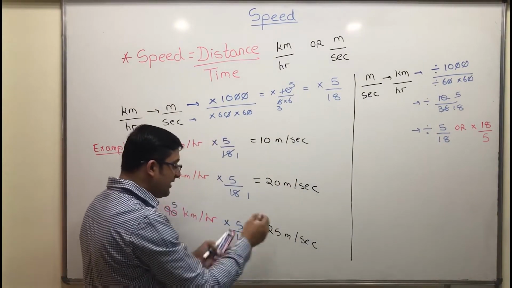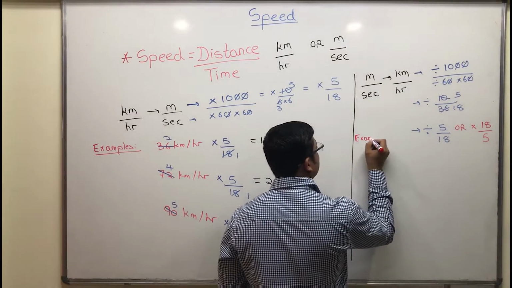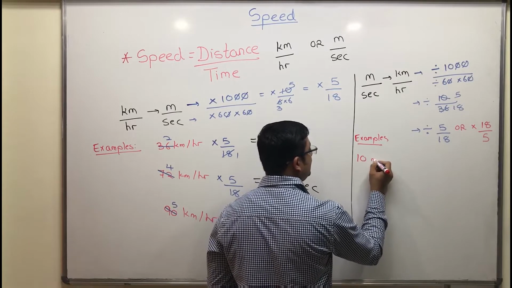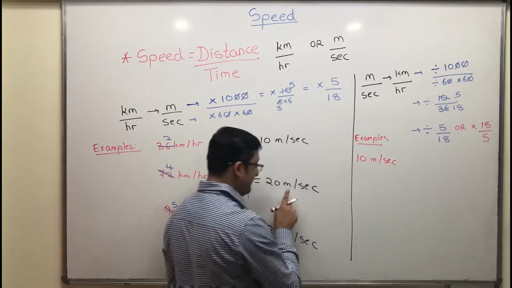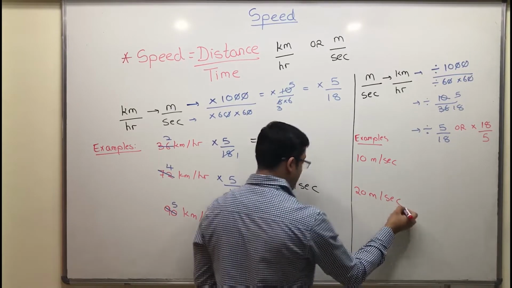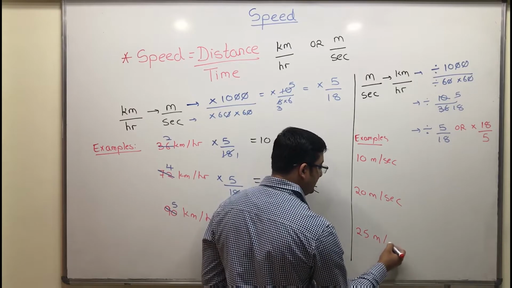I'll take these same values over here as examples. So we have 10 meter per second, then we have 20 meter per second, and then we have 25 meter per second. So I'll show you you'll get the same value.